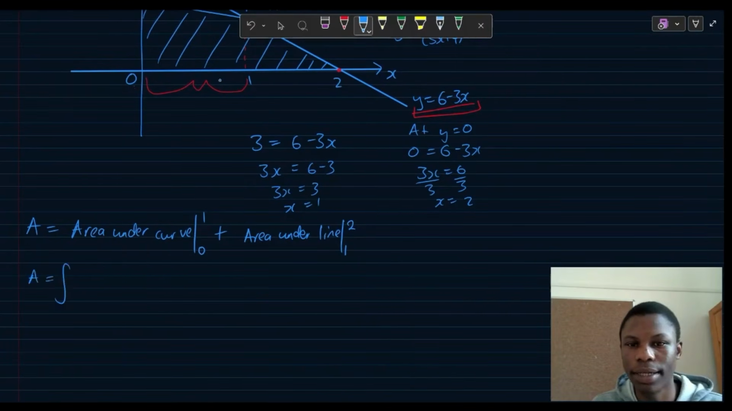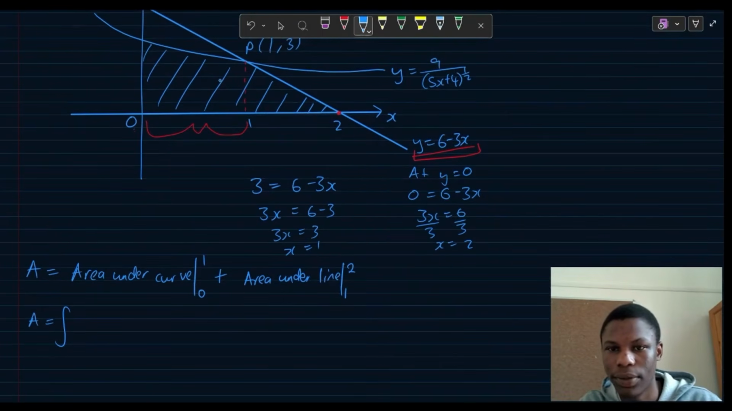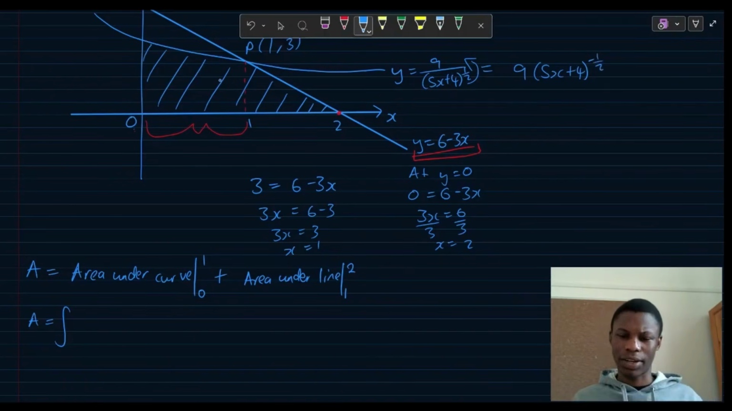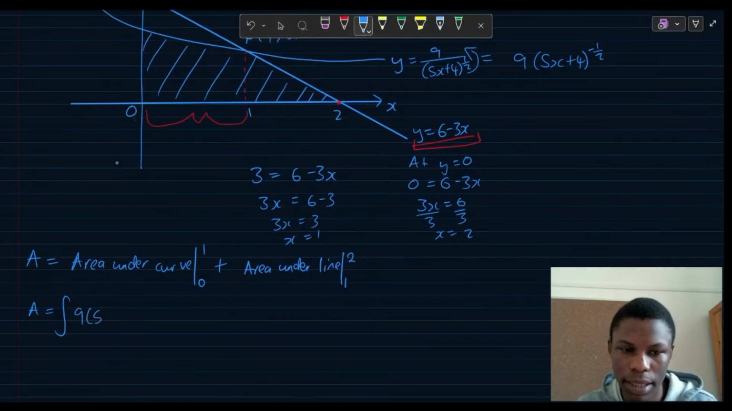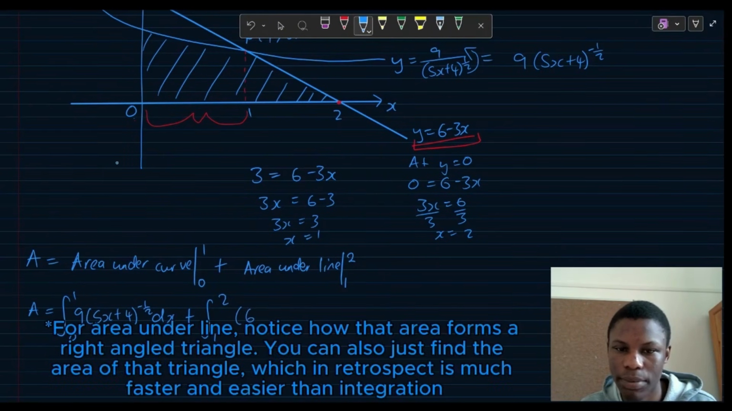So we integrate the curve, which has a ridiculous equation. Notice that we can bring this up top, so that this is 9 times 5x plus 4 to the negative half, because that allows us to integrate. We can't integrate it from down there. So we're integrating that, and our limits are 0 to 1. And then from 1 to 2, we're now integrating the line 6 minus 3x with respect to x.